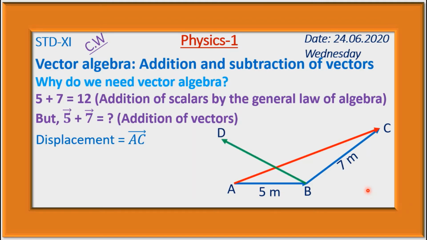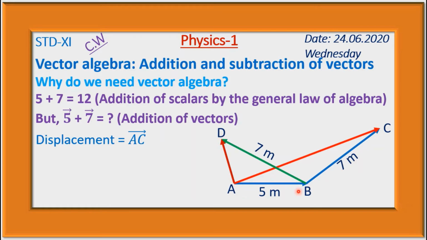If the body would move from B to D 7 meters instead of moving from B to C, that is, instead of B to C, the body moves from B to D 7 meters, then what will be the displacement? Now the displacement is AD. Displacement is always from initial position to final position. In the first case, displacement is AC, and in the second case, displacement is AD.